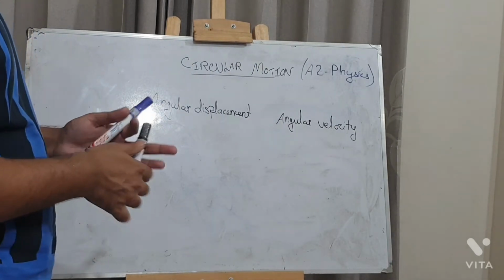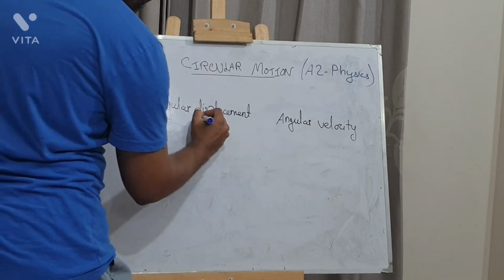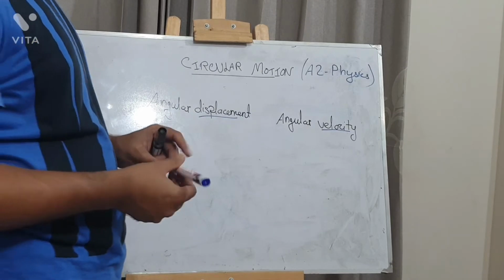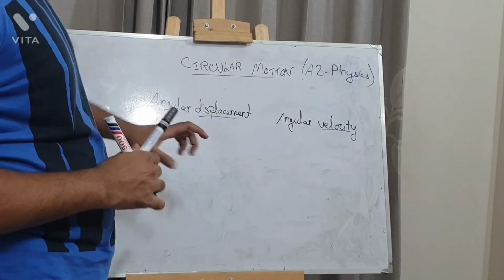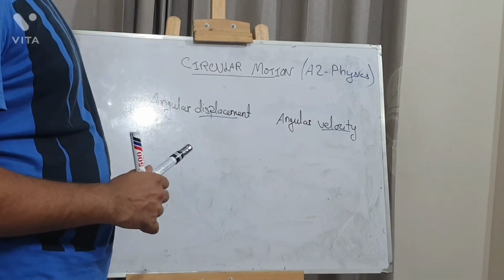We have already learned about these two terms, displacement and velocity, in our O-level classes, right? What is displacement, what is velocity, we know that. So the new word that is coming here is angular. This is the new word that we are getting, right? So what is angular displacement?